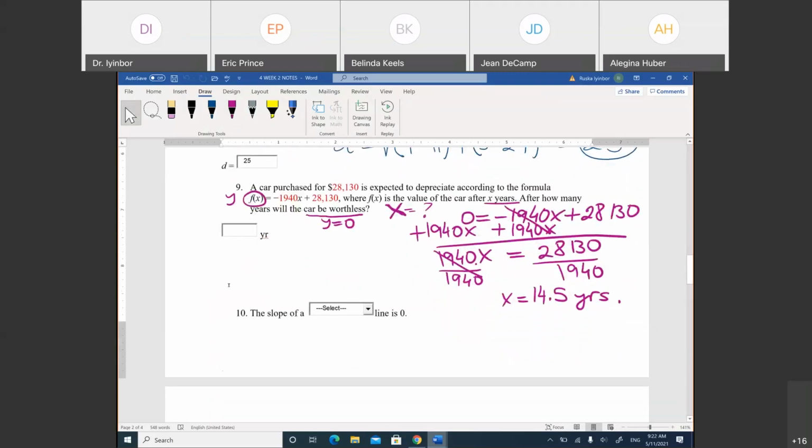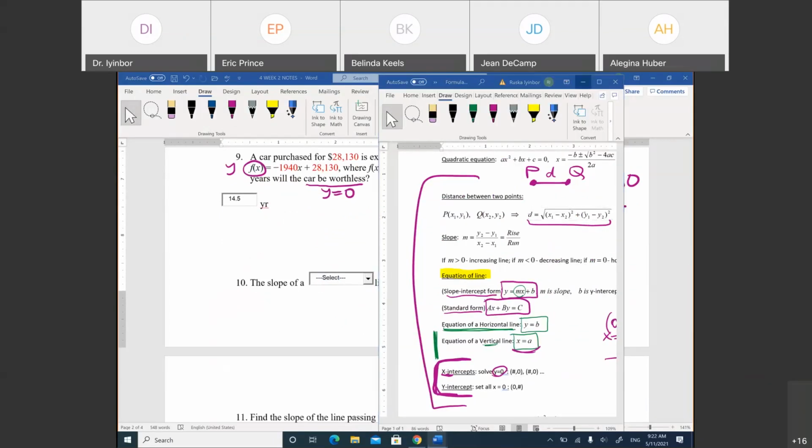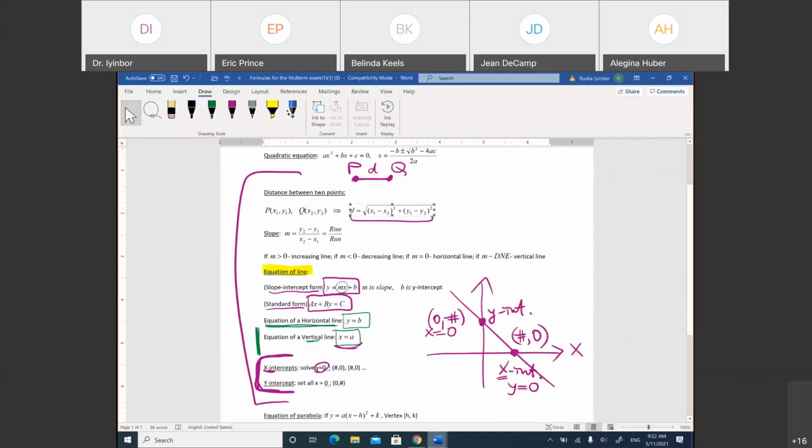No? Okay. Now the next question, number 10, is they're asking the slope of which line is 0. So let me explain what slope is. Slope is the angle, how the line looks, where the angle is. So the slope is right here. Can you see it? So what is the slope? The slope is how the line looks.